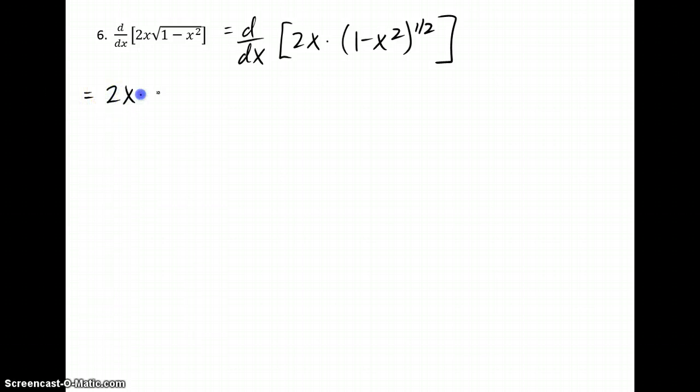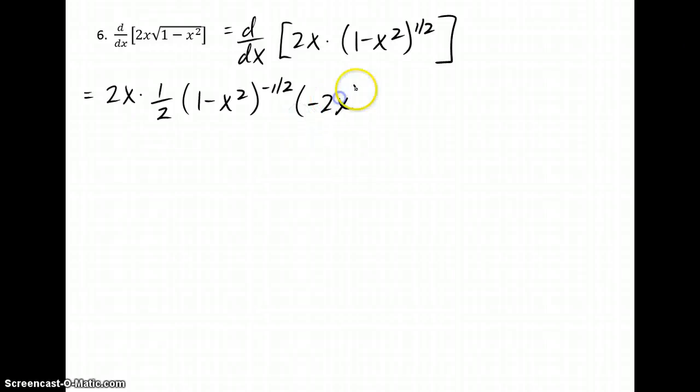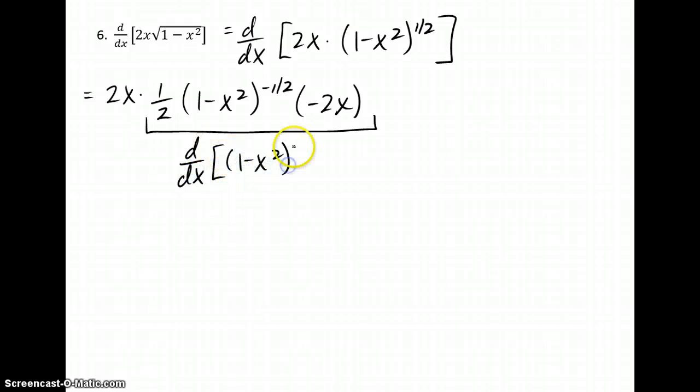So first function times the derivative of the second function. This will need the chain rule because we have the function being raised to the 1/2 power, and times the derivative of the inside. So this entire piece represents the derivative of 1 minus x squared to the 1/2 power, plus second function times the derivative of the first.